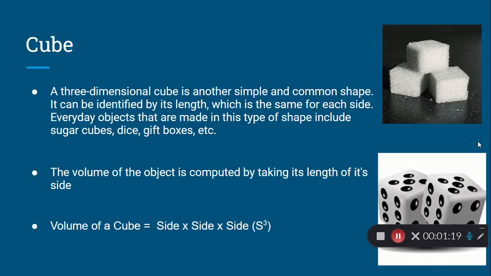Next, we have a cube. A cube is a three-dimensional object, which is another simple and common shape. It can be identified by its length, which is the same for each side. Everyday objects that are made in this type of shape include sugar cubes, dice, gift boxes, etc. The volume of a cube is computed by taking the length of its side. The volume of a cube equals side times side times side, or s cubed.